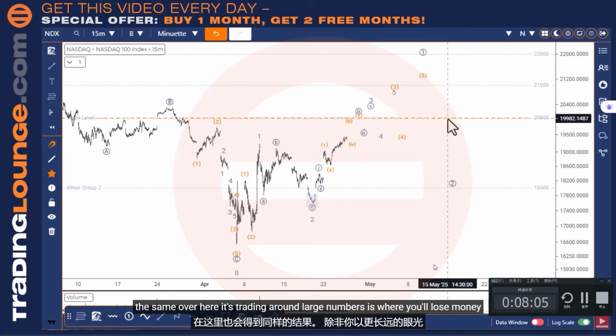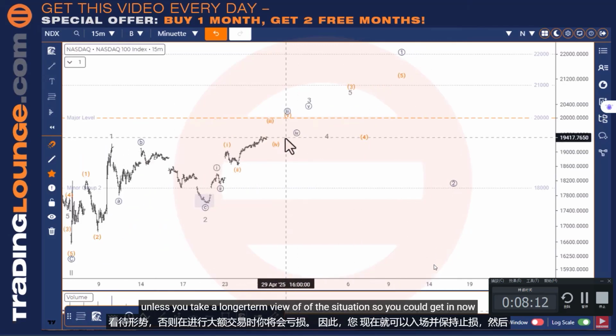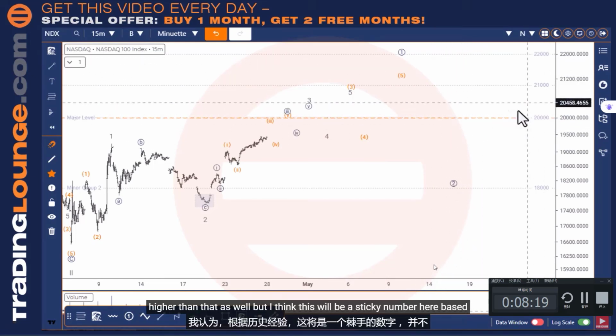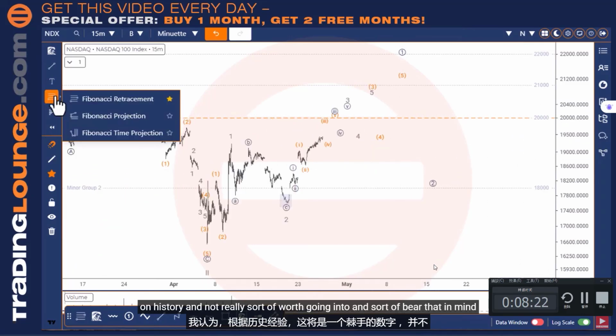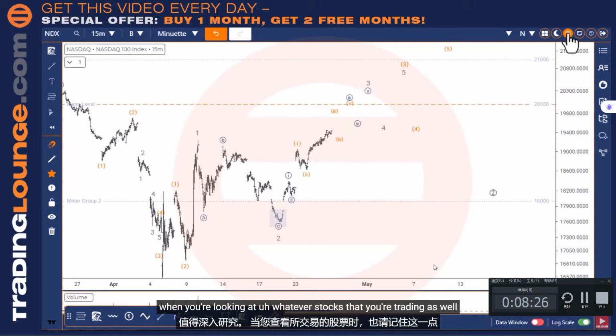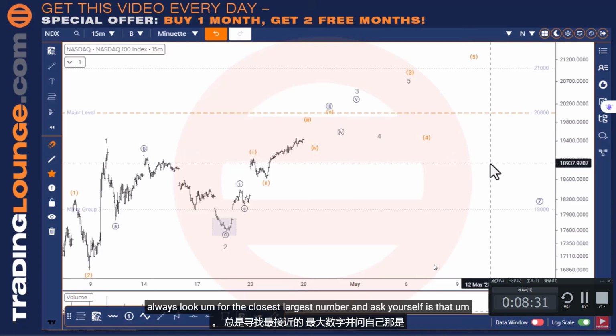Trading around large numbers is where you'll lose money, unless you take a longer term view of the situation. So you could get in now and keep the stop sort of out of the way and get up to 2100, or maybe even higher than that as well. But I think this will be a sticky number here based on history, and not really worth going into. And bear that in mind when you're looking at whatever stocks you're trading as well. Always look for the closest largest number and ask yourself, is that support or resistance? Should I be going in there?